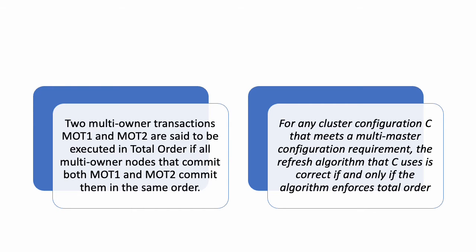There are two propositions included in the paper which are proved in the further slides. First, if two multi-owner transactions, say MOT1 and MOT2, are executed in total order, then all the multi-owner nodes that commit both MOT1 and MOT2 commit them in the same order only. Second, for a cluster configuration that meets the multi-master configuration requirement, the refresh algorithm is correct if and only if the algorithm enforces the total order.